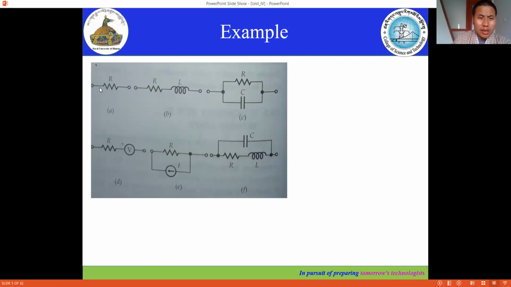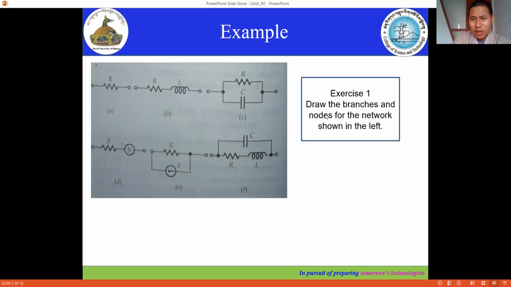If you replace this resistor with the graph topology, okay, here A, now the exercise is to draw the branches and the nodes for the network shown on the left. Now for this one, these are the network branches that we have. For the A, we have simply the resistor, and for the B, we have resistor R plus L, and for the C, we have this parallel RC, and then D, R is connected in series with the voltage source.